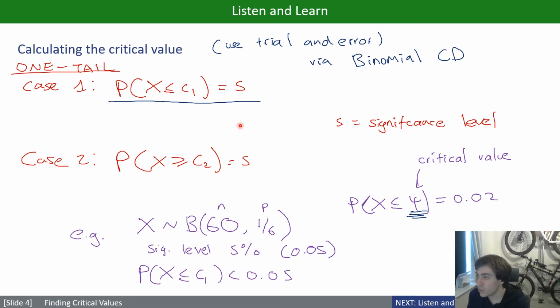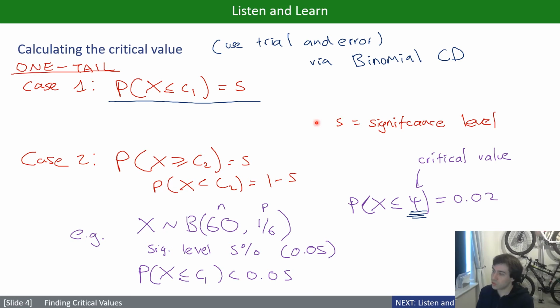Okay, and then for case 2, effectively just do the same kind of thing, but use the 1 minus trick. So if the probability of x being greater than or equal to C2 is S, right, that S is the significance level, that's the same thing as saying this. And then effectively what you're going to do is just try out values until, oh sorry, hang on, let me correct that slightly. No, it should be like this. Yeah. So again, you'll just try out values until you get 1 minus s.